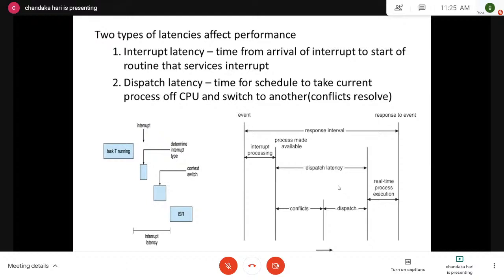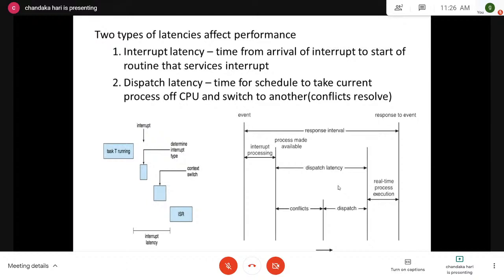What is this question? What is the minimum amount of time for responding to an interrupt? Option A: determining the interrupt type. Option B: determine the interrupt type and context switch. Option C: determine the interrupt type, context switch plus ISR. Option D: determine the interrupt type, context switch, interrupt service routine, and data conflicts. So what is the answer? The answer is D.